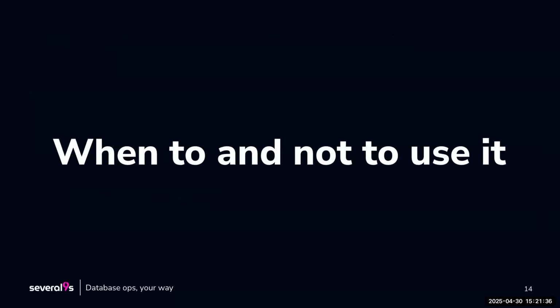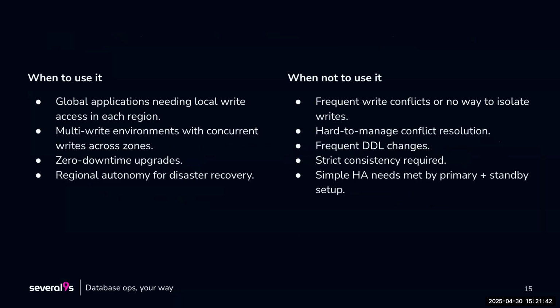Now, the question is when to use it and when not to use it. First, when to use it? When users or services are globally distributed, and if each region needs low latency write access, here it is good to have this. Then if multiple systems or services need to write to the database in different regions at the same time.